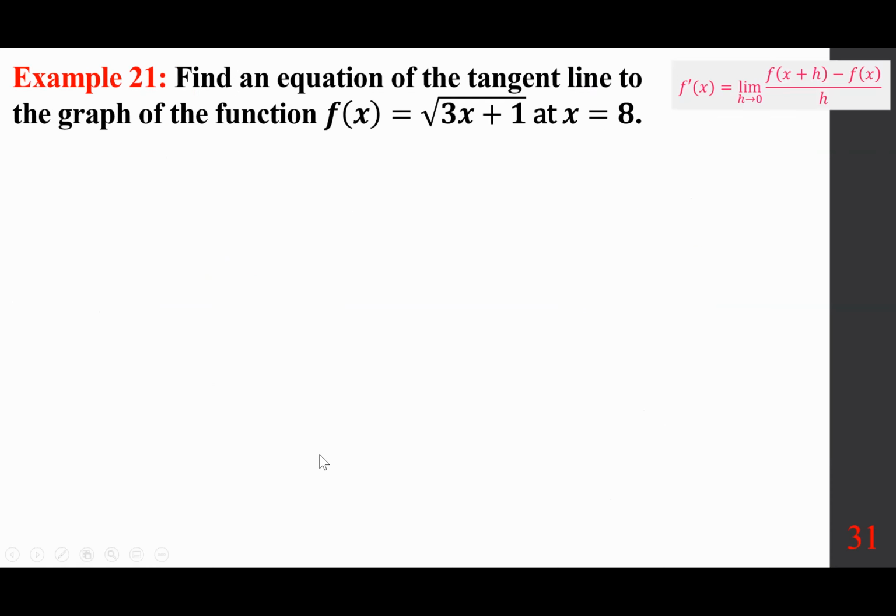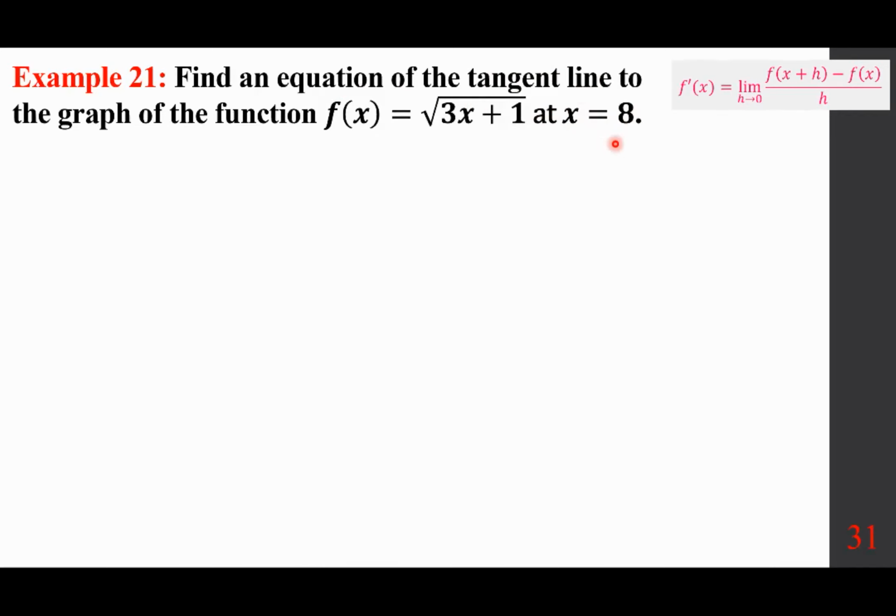We want to find an equation of a tangent line to the graph of this function. F of x is square root of 3x plus 1 at x equals 8. We can find f prime of a two different ways, using just f prime of a, or just start with f prime of x in general and at the end change it. So we're going to stick with f prime of x. Let's generalize it. F prime of x is the limit of f of x plus h minus f of x over h.